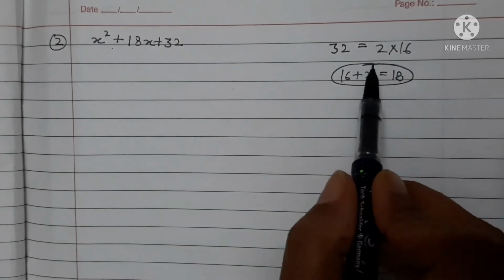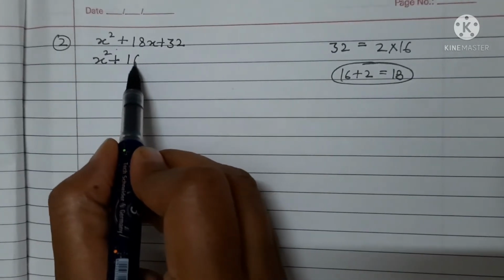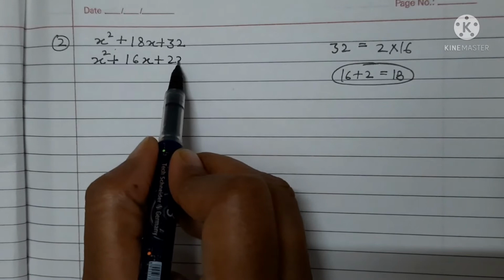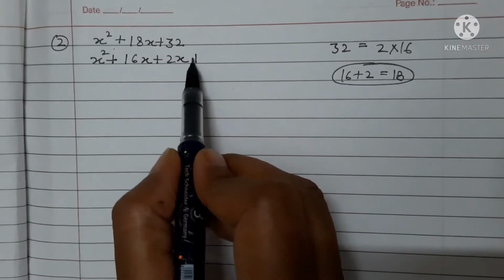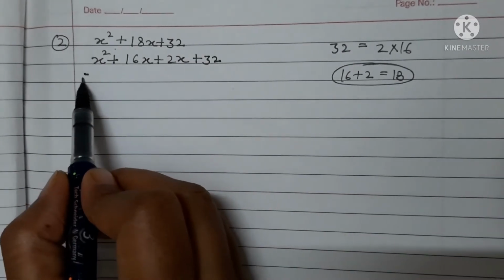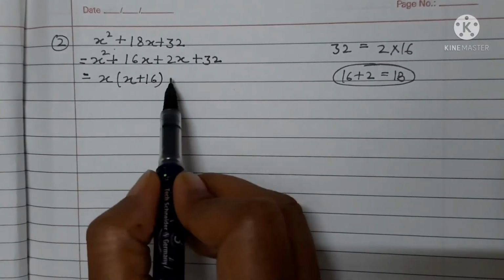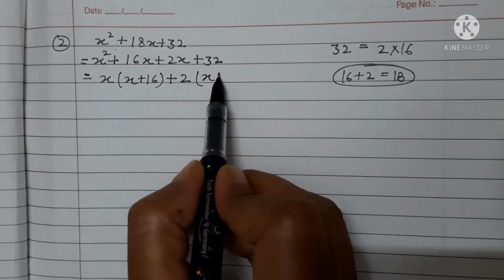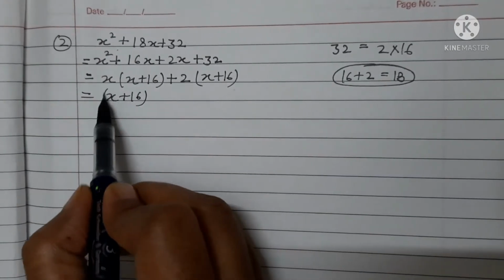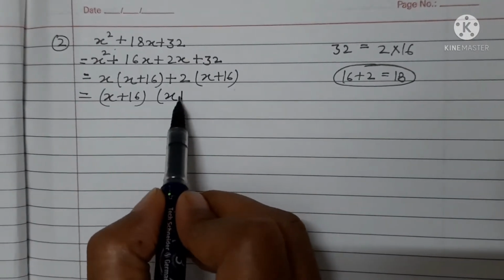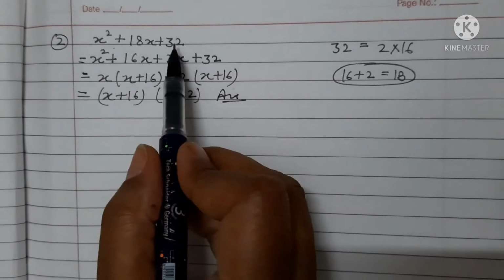It means you can write it x square plus 16x plus 2x. 18 has been split into 16 and 2, plus 32. Now here take x common, x plus 16 in the bracket, plus 2 common, x plus 16 in the bracket. Now take x plus 16 common, and the remaining is x plus 2 in another bracket. So these are the factors of the polynomial given.